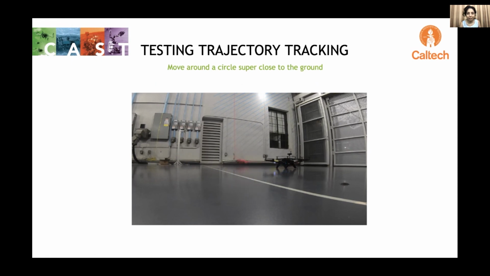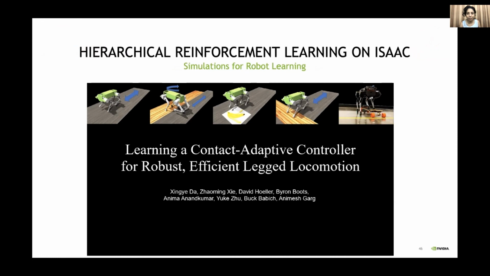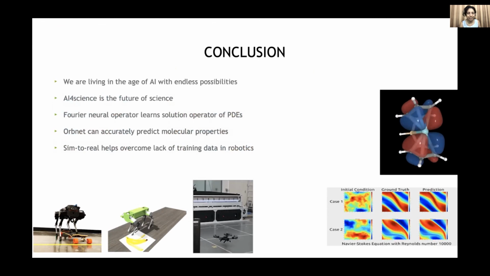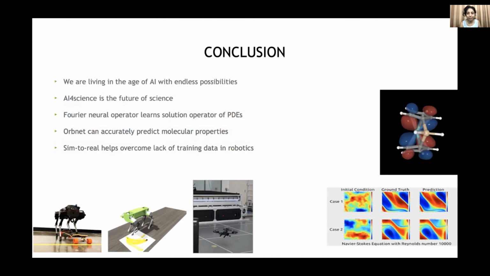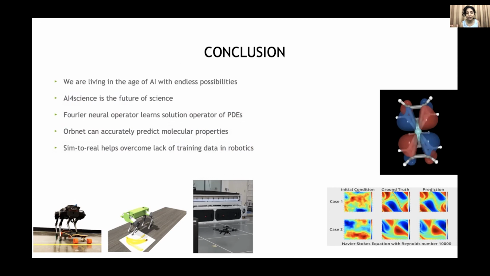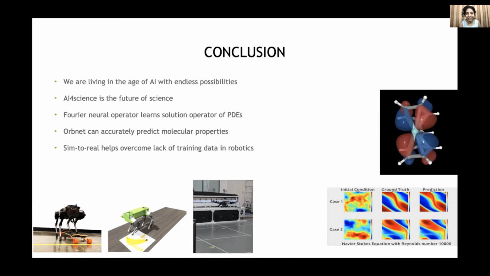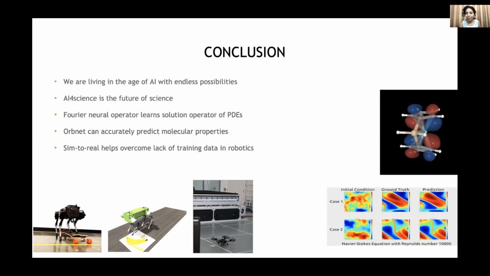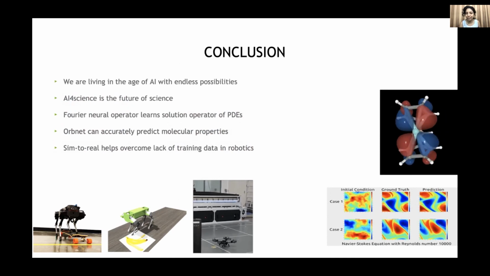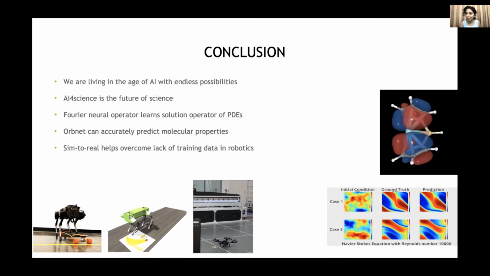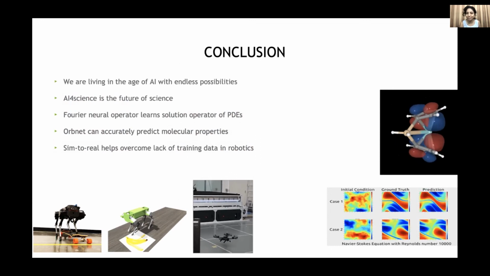So I will skip this. There's also lots of other aspects of combining traditional control with physics and with neural networks. But the main idea is we now have so many possibilities in AI for science to combine all the rich traditional knowledge with deep learning and to build principled approaches that combine the best of both worlds. Thank you.